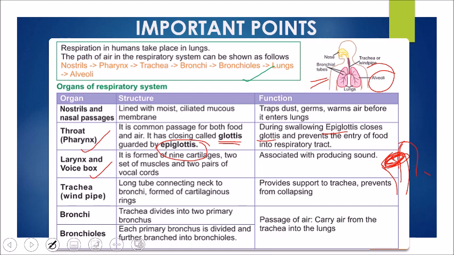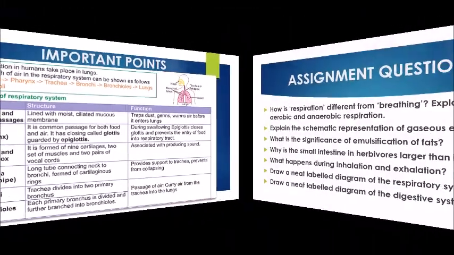Oh, we missed out nostrils and nasal passages. Yes, they are lined with moist ciliated mucous membranes to trap the dust and germs, and of course it warms the air before it enters into the lungs. So this is very, very important.